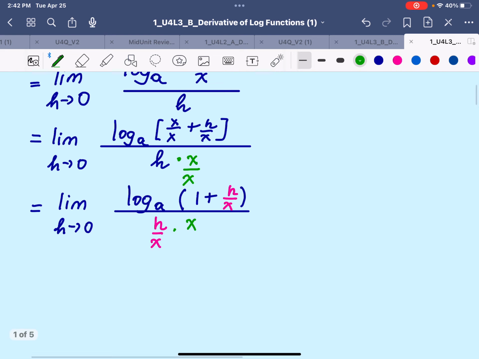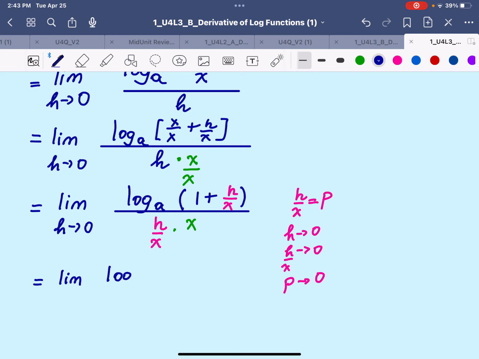So now that we brought in the same term, h over x, what we'll do is replace this by a single variable because it makes the expression a bit awkward. So instead of h over x, we're going to use the variable p. Now, if h over x equals p, then when h approaches 0, h over x will also approach 0. In other words, p will approach 0. So that means that we have the limit log with base a of 1 plus p over, down here we have p.